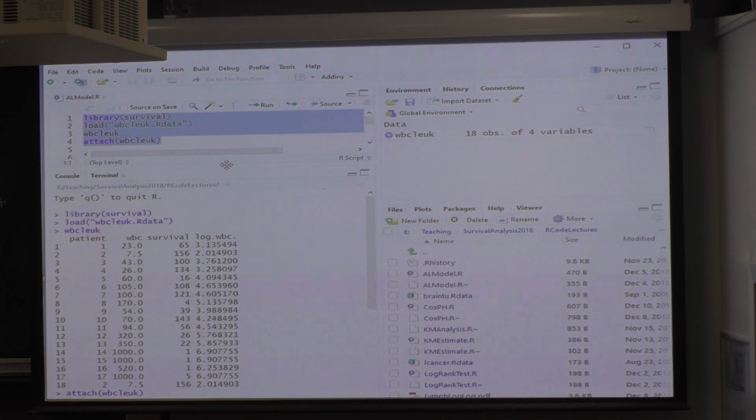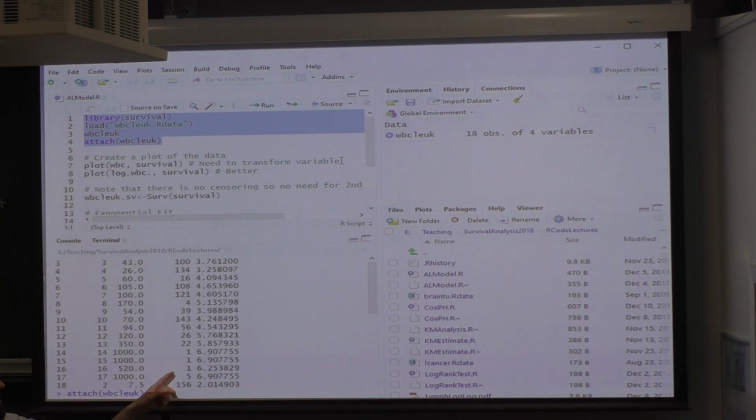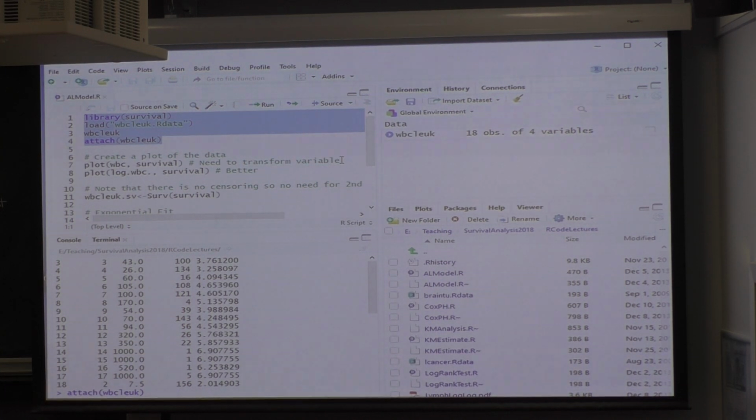Okay, and we're going to try and build a model that says, does white blood cell count affect your survival time? You can sort of see that, or maybe it does. These people who've got high white blood cell counts die very quickly. These people who potentially have lower ones seem to last longer. But we want to be able to test that statistically.